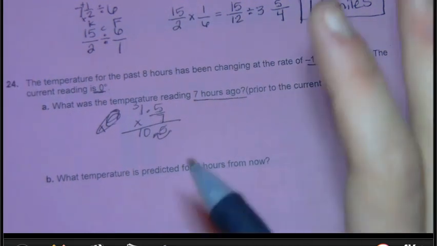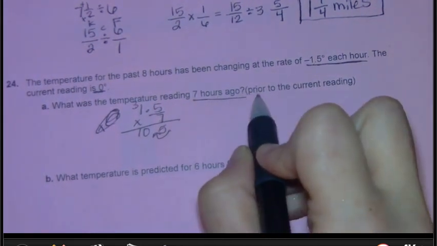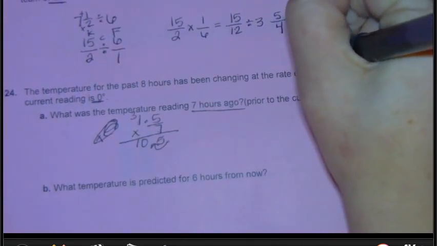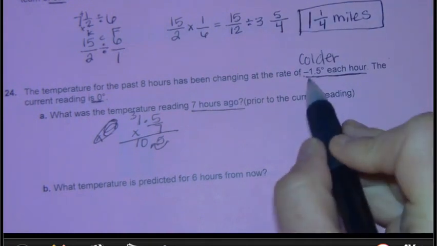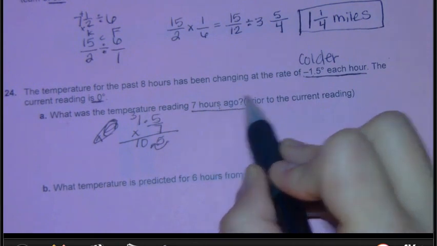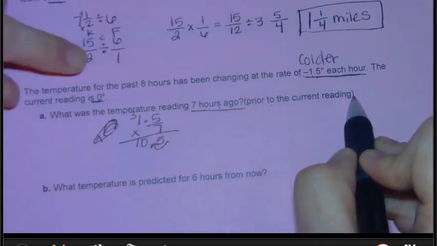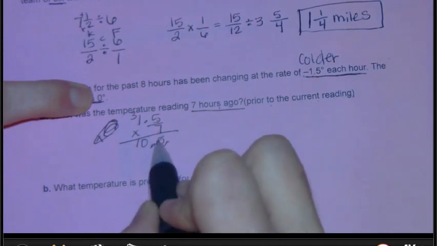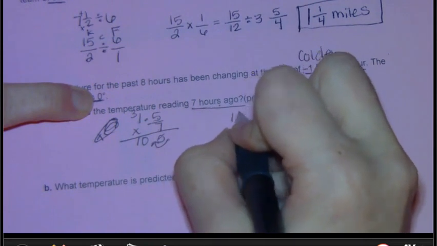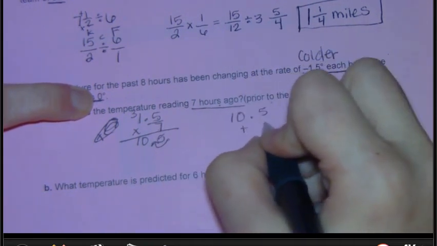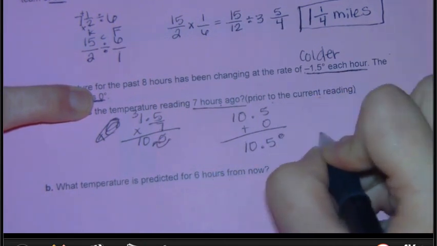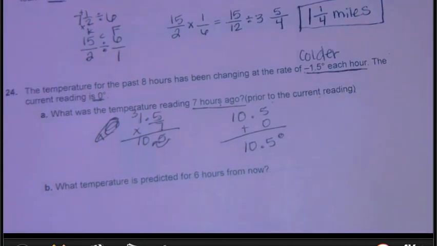Okay, so here's where this gets a little tricky. So it is decreasing because I'm getting colder. I'm subtracting 1.5 every single hour. I want to know 7 hours prior to my current reading. So if my current reading is 0, and this is how much I changed over the course of 7 hours to get to 0, we need to actually add this back to 0, so 7 hours prior was 10.5 degrees.